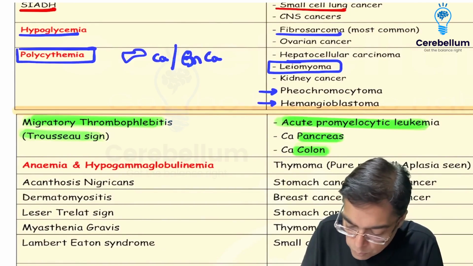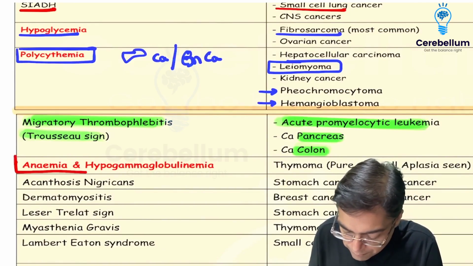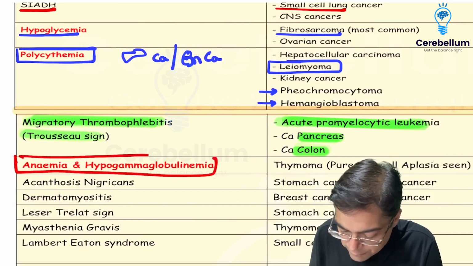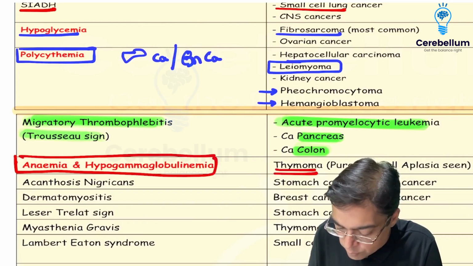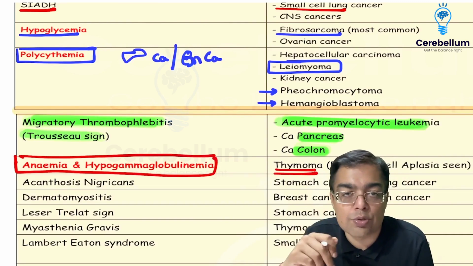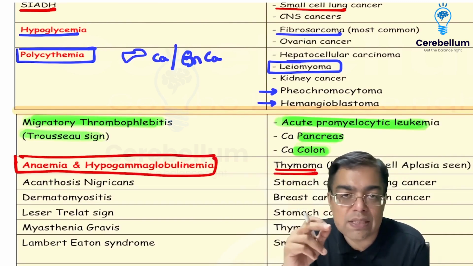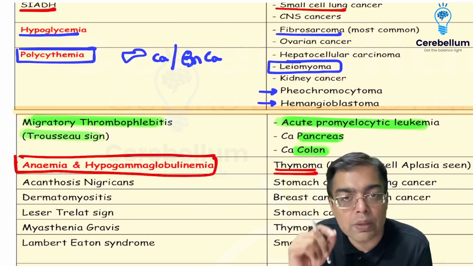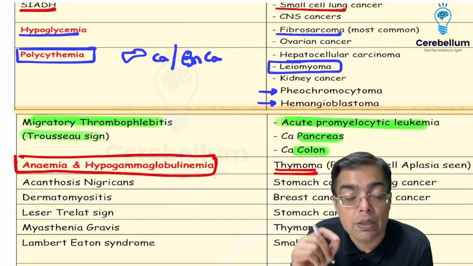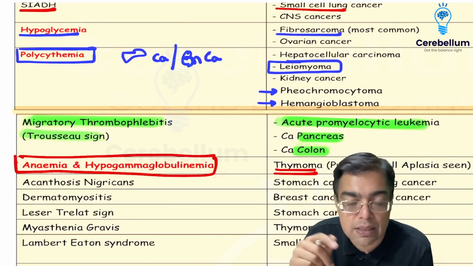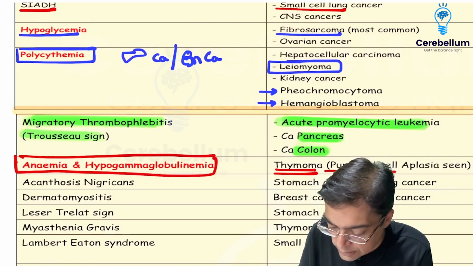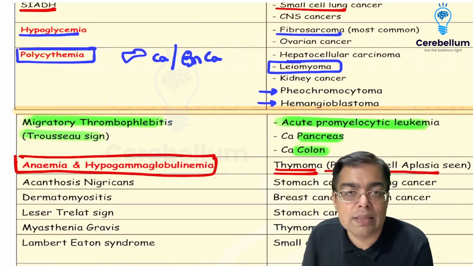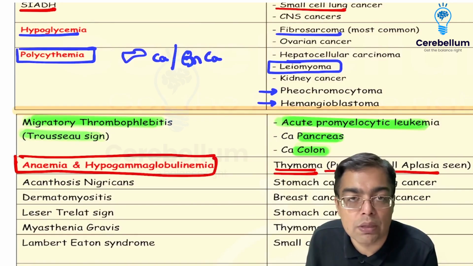Anemia and hypogammaglobulinemia, very pertinent, can be seen as a feature of a cancer that is given the name of thymoma. Thymoma, in fact, can also be associated with a situation wherein the patients have selective involvement of the red cells only, without any involvement of WBCs and platelets. So if there is a selective involvement of the red cells, that's given the name of pure red cell aplasia. That's what is going to be associated with thymoma.